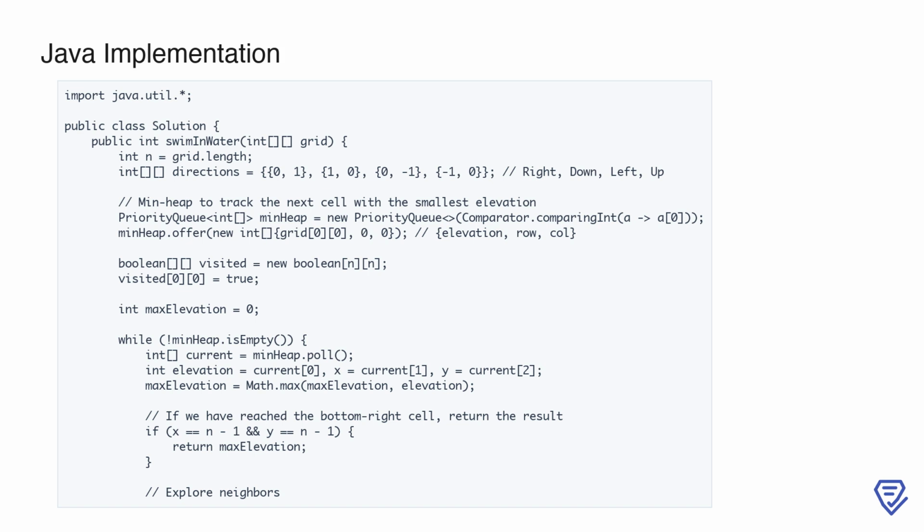To track visited cells and prevent revisiting, we initialize a Boolean matrix visited and mark the starting cell as true. We also define a variable max elevation to keep track of the highest elevation we encounter along the path. Then, we enter a while loop that continues processing cells until the heap is empty. Inside the loop, we retrieve the cell with the smallest elevation, update max elevation to ensure it reflects the highest elevation we've stepped on so far, and check if we've reached the bottom right corner of the grid. If we have, we return max elevation, as it represents the minimum time required to swim across the grid.